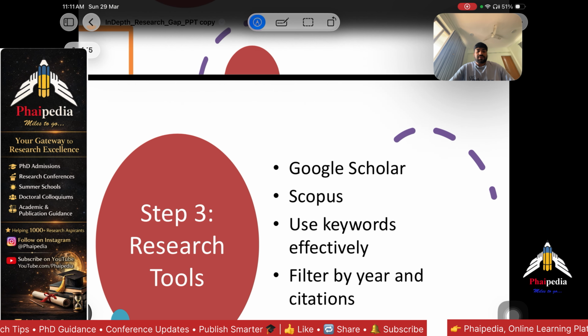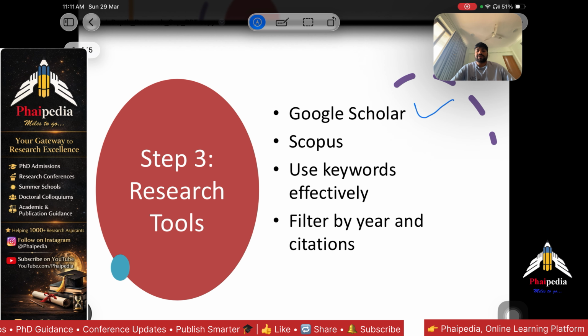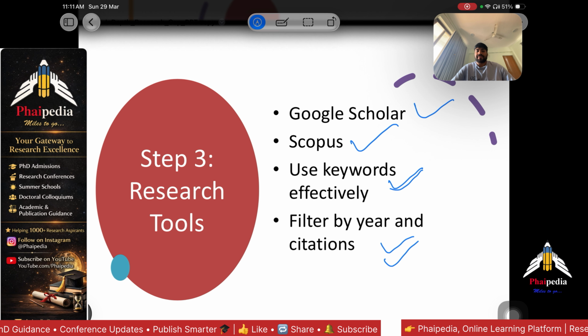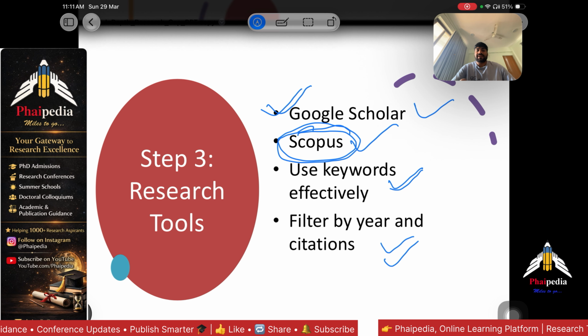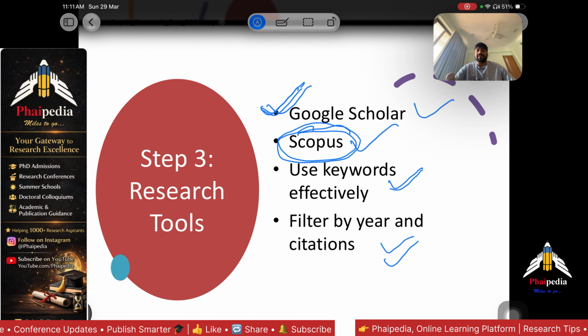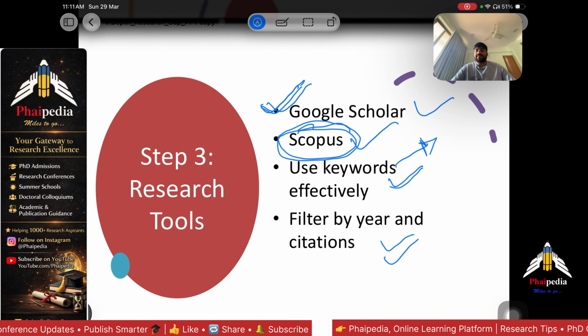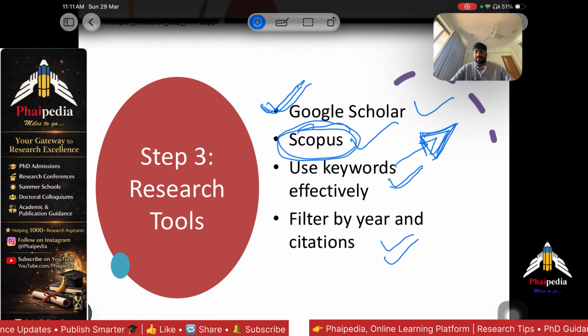Okay, so step 3 is basically the research tools. What are the research tools? Google Scholar, Scopus, use keywords effectively and filter by year and citations. Okay, so for Scopus you have to pay, but Google Scholar is free. And how to download the research paper from Google Scholar you can see in our previous video. Okay, so these are the things, and use the keywords very effectively because keywords are very important. And for each research article you have to write 4 to 5 most relevant keywords.